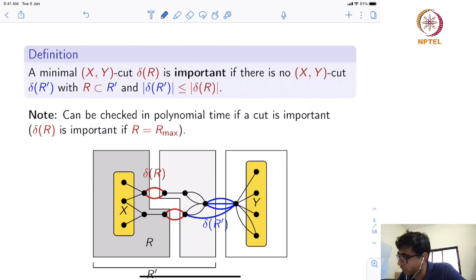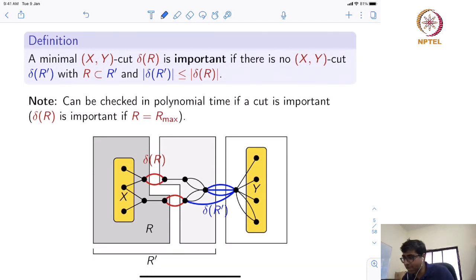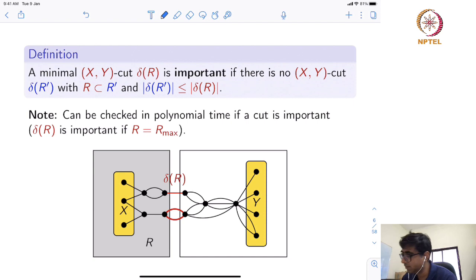The answer was no, because you can find an R prime which has as many edges leaving as R. For example, there were 4 red edges, and we have 4 blue edges, but it contains R and also contains some other set of vertices. So this particular R was not an important cut. But look at this R and these 3 red colored edges. You can show that you cannot find any R prime which contains R properly and has at most 3 edges leaving it. Any other vertex you put inside will have more edges going out, which implies that this particular R is an important cut.